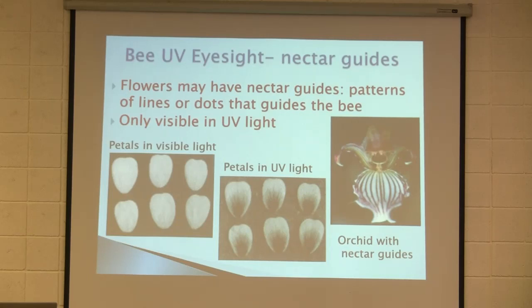So flowers have nectar guides of lines or dots that guide the bee into the concentrated pollen area. In visible light you don't see any nectar guides on the petals, but in UV light, you can see the nectar lines on the petals. And in orchids, again, you can really see the nectar guides. But to your eyes, you can't see them. But for a bee, they're a traffic way to the pollen.